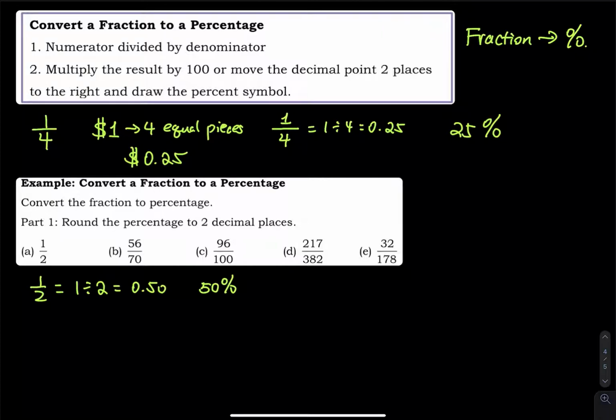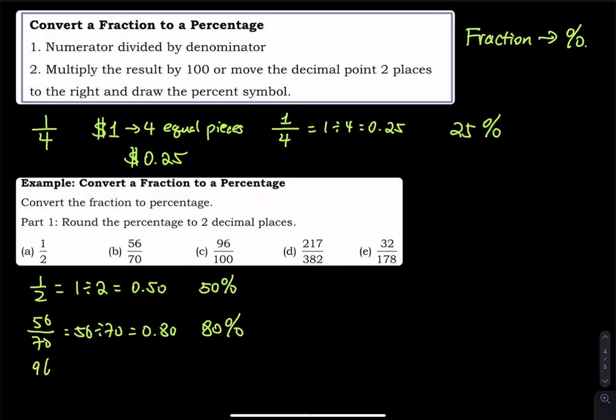And then B, you have 56 divided by 70. You do the math in your calculator. So that is 56 divided by 70, which equals 0.8 or 0.80. Multiplied by 100, you have 80, and then you add a percentage symbol to it.